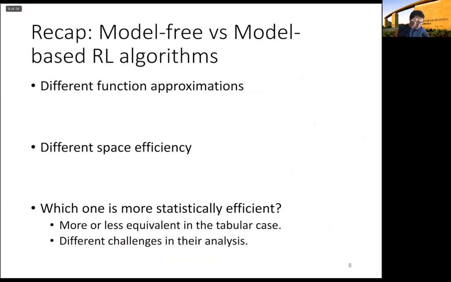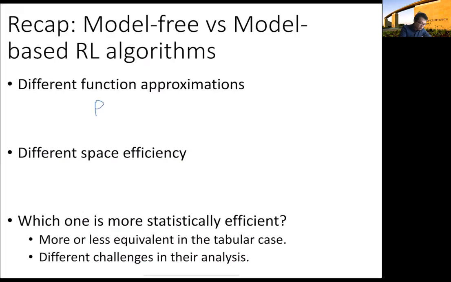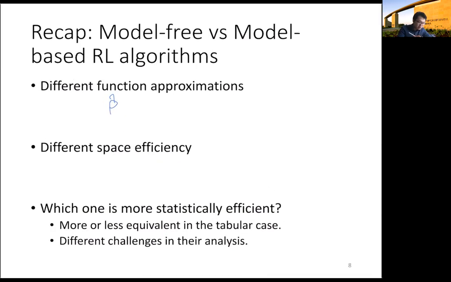Okay, to quickly wrap up the recap, there are model-free and model-based reinforcement learning algorithms. They are different really just due to what functions you try to approximate. In the model-based approach, you approximate the P function using P hat. In model-free, you approximate either the value function or the Q function. You also have different space efficiency. To represent this P hat, the model-based method will need to use order S squared times A space.